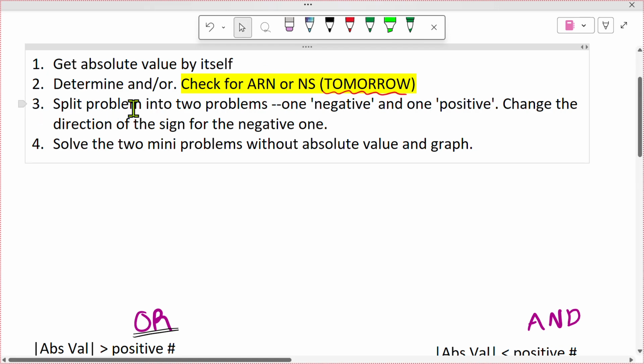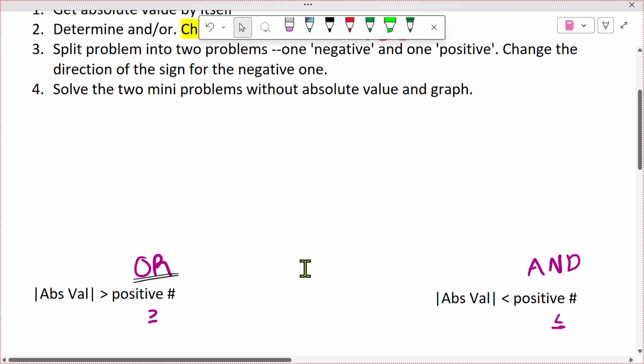The third thing we're going to do is split into the two problems like I just showed you with the absolute value equations. We're going to have one regular problem and one negative problem. However, if you remember the theme of the chapter, when we throw negatives into inequalities, they don't work out anymore. So to account for the fact that we're throwing a negative in there, we need to flip the sign to go the other way. Then we solve the two mini problems and we graph.